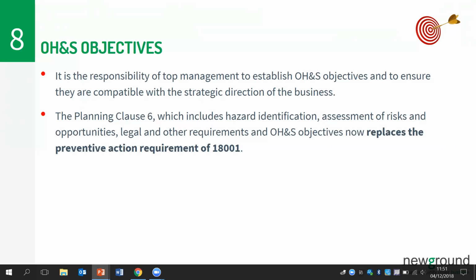The planning clause 6, which includes hazard identification, assessment of risk and opportunity, legal and other requirements, and your safety objectives, now replaces the preventive action requirement of 18,001. So this clause 6 introduces this risk-based methodology approach in the new high-level structure. And this is designed to act as preventive action if it's done correctly. And as such, the terminology of preventive action is now no longer used at all in the standard.